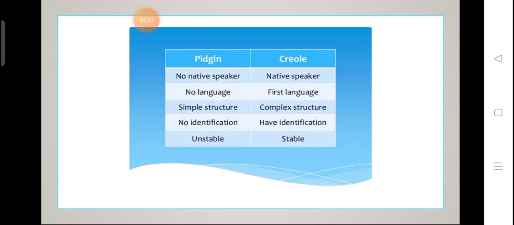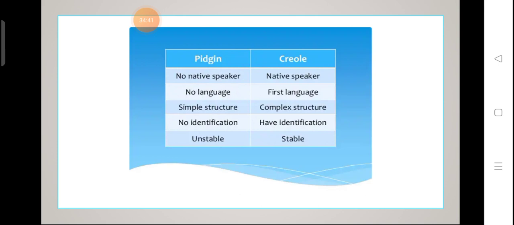Pidgin vocabulary is limited, grammatical structure is limited, and its functions are also very limited. Remember that too. Pidgin has limited vocabulary, reduced grammatical structure and limited range of functions. Okay, I hope it is clear.